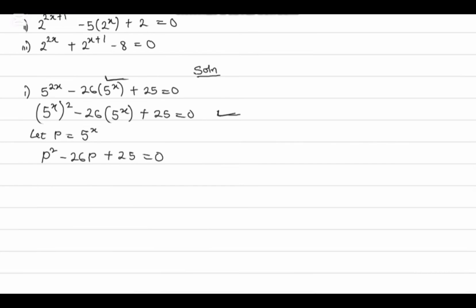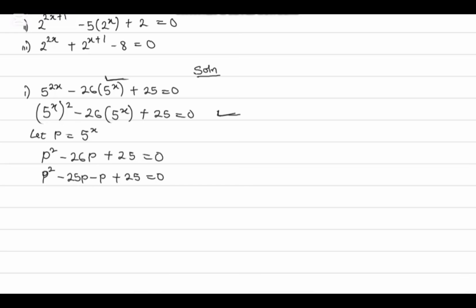And so, to factorize this will give us p square. I'm just going straight to our factorization method. p square minus 25p minus p plus 25 equals 0. By now, I expect you to be able to solve quadratic equation. If you don't know that, you can watch our video on quadratic equation.